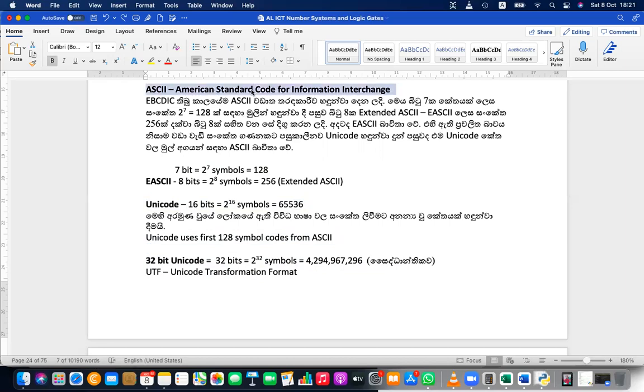So only the summary you need to write down, no need to write down everything. ASCII has 7 bits. eASCII has 8 bits. Unicode has 65,536, and 32-bit Unicode is having 4 billion unique symbols. Just write the summary, that is enough. Quickly.